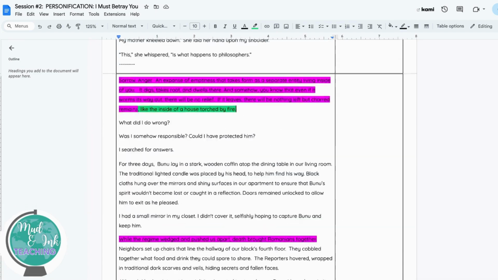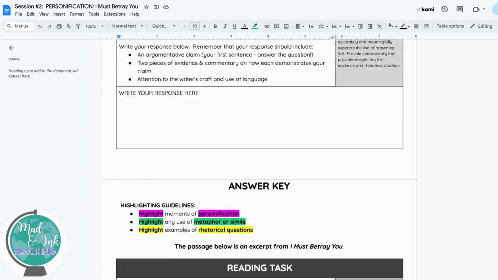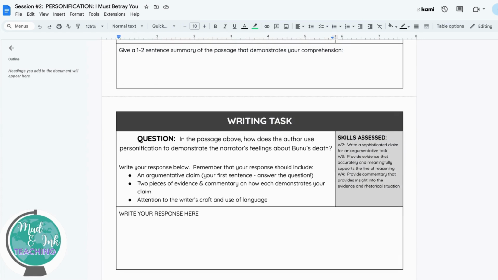And so, with that said, we would want our students to be able to answer this question. In the passage above, how does the author use personification to demonstrate the narrator's feelings about Bunu's death? Could students do that based on what we've highlighted? Absolutely. Would they be able to use the evidence that we've highlighted in order to further that claim? Absolutely.